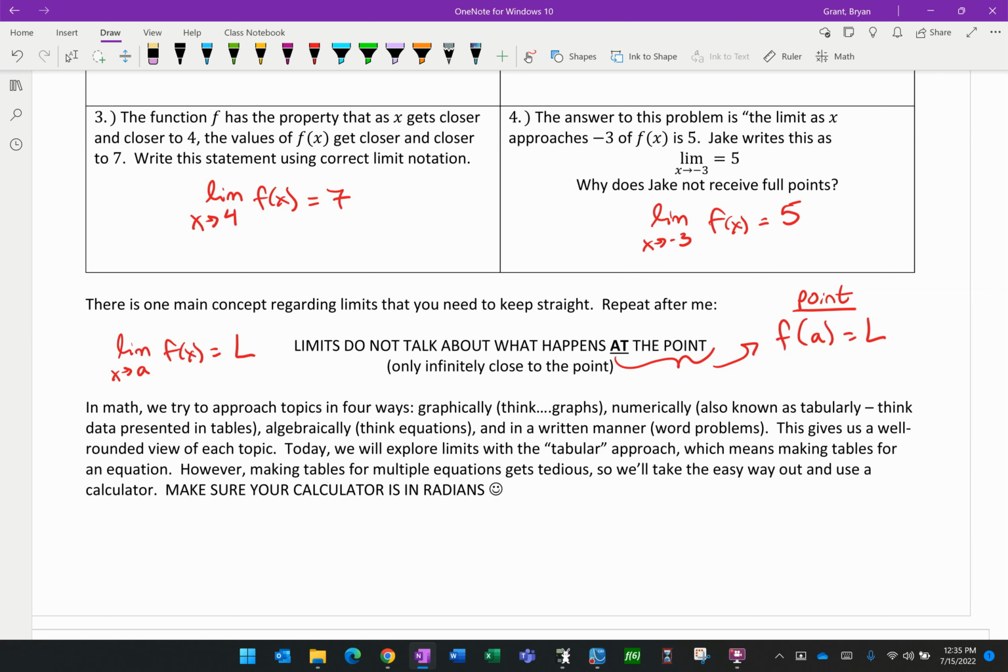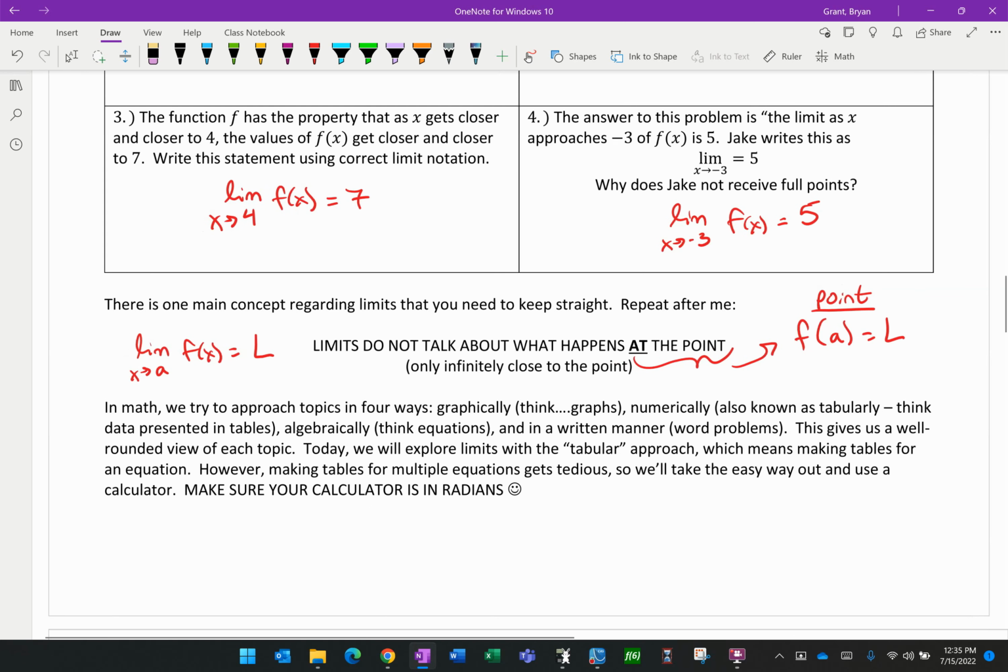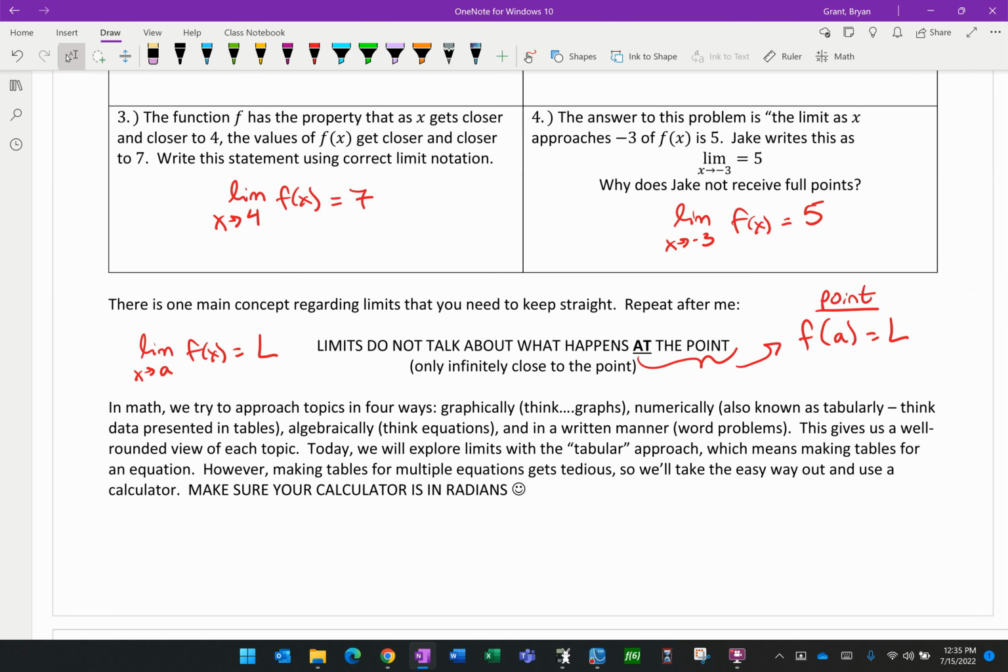Today, we're just going to explore limits with the tabular approach, which means making tables for an equation. However, making tables for multiple equations gets a little tedious, so we'll take the easy way out and use a calculator. So one word of warning, you do need to make sure your calculator is in radians, and that's because calculus is rad. The only time I think at this point in your career that you would change your calculator to degree mode is if you're taking physics. And so if you are taking physics, you're going to have to remember to switch back and forth. Otherwise, your calculator will stay in radians for probably this entire year.